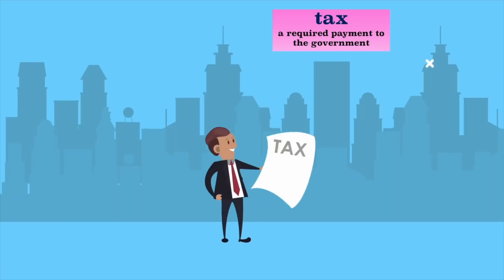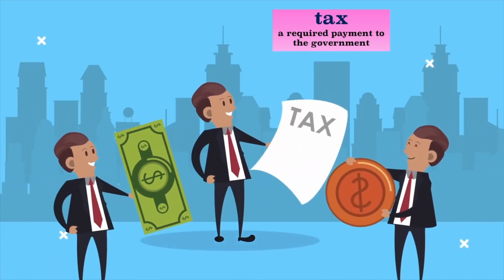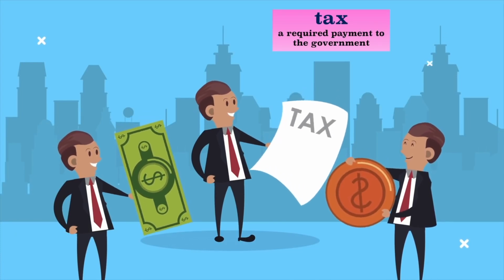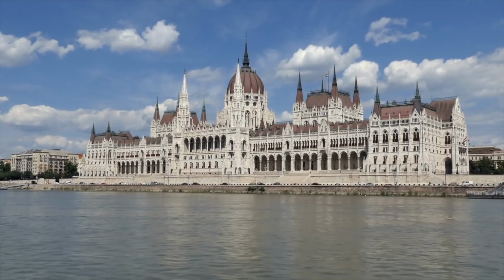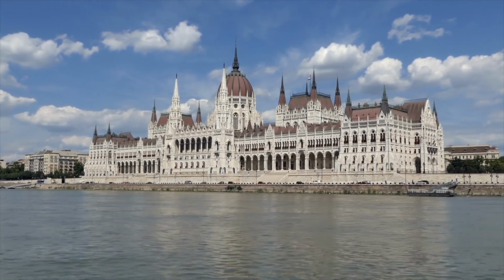First, let's just break down what taxes are and why we have them, okay? A tax is a required payment to the government. You have to pay it. If you don't, there will be bad consequences and stuff. Now, why on earth do we have to pay taxes? So the government can pay for stuff.